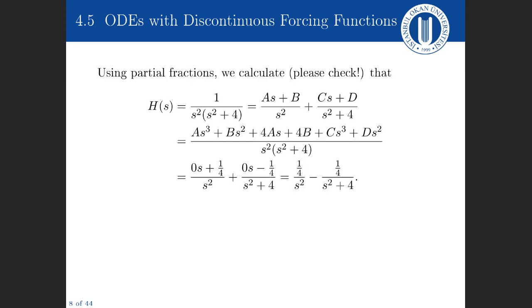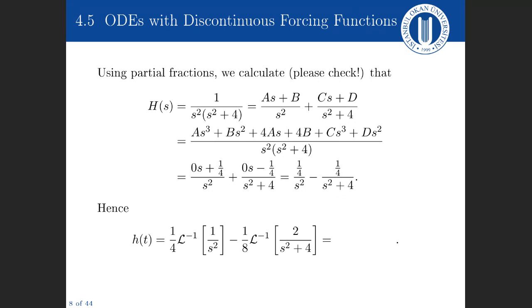So how do we find small h? We have to use partial fractions. I'm going to leave it for you to check this calculation. Check that capital H can be written as 1/4 over s squared minus 1/4 over s squared plus 4. So then small h must be 1/4.